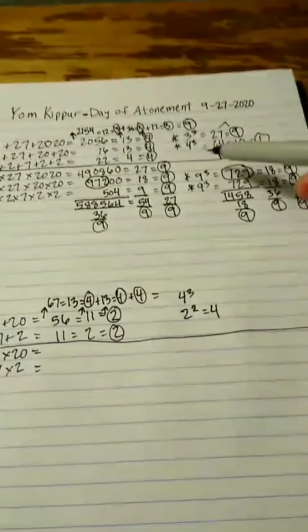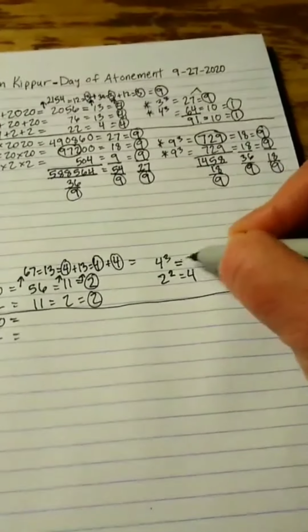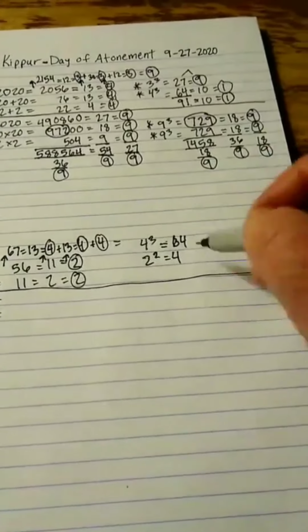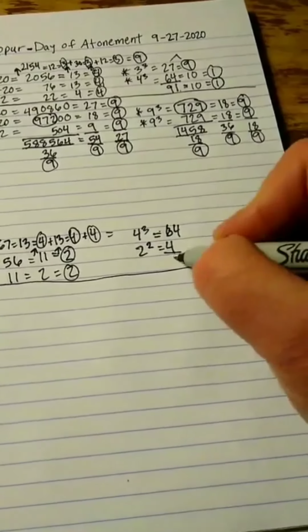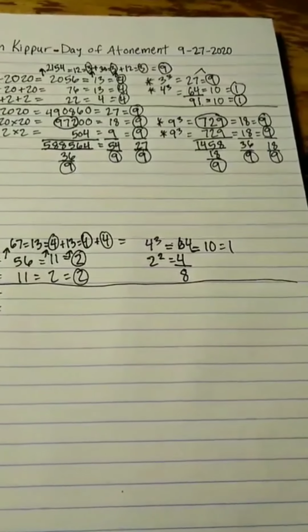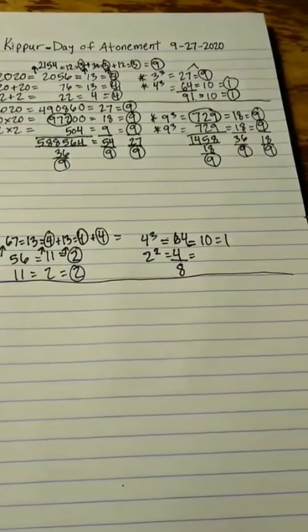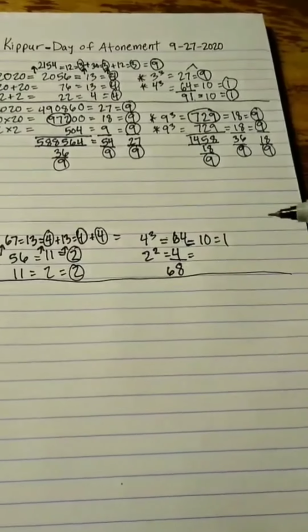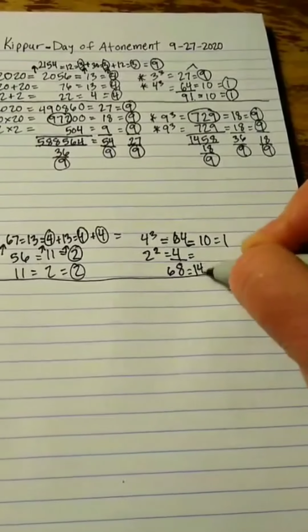So up here, remember, 4 to the third power is 64, so sometimes you can just carry down numbers, okay? 64, sorry, that kind of blotched out there. All right, so 64 plus 4 is actually 8. But actually, look, 64 equals 6 plus 4, equals 10, which equals 1, all right? All right, 64 plus 4 is 68, which equals 14, equals 5.